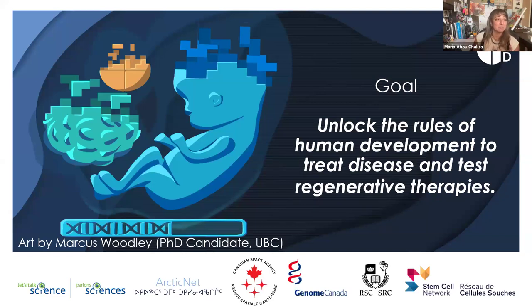And the goal of this mission is to basically unlock all the rules. How are cells creating our body? How are they moving from, like, we start from a single zygote? How does a single zygote know when it's going to become a brain cell versus a heart cell? We're just starting to build all the little steps. And the more we unlock the rules of how development works, the more likely we're going to be able to learn how to treat diseases and hopefully in the future test regenerative therapies.